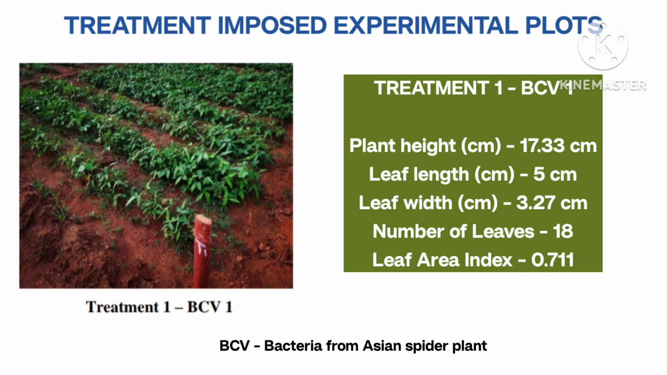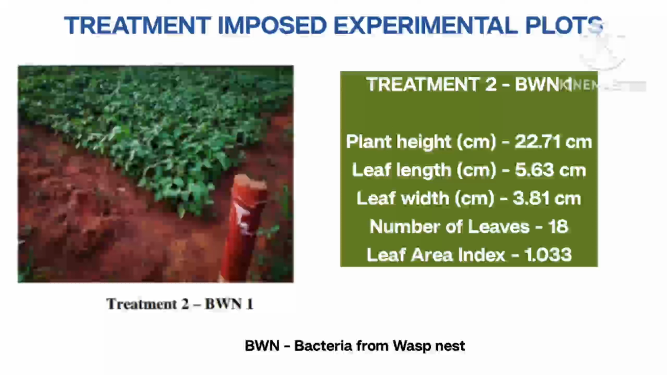Treatment 1, treated with broth of bacteria 1 from Asian spider plant sample. Plant height 17.33 cm, leaf length 5 cm, leaf width 3.27 cm, number of leaves 18, leaf area index 0.711. Treatment 2, treated with broth of bacteria 1 from wasp nest sample. Plant height 22.71 cm, leaf length 5.63 cm, leaf width 3.81 cm, number of leaves 18, leaf area index 1.033.